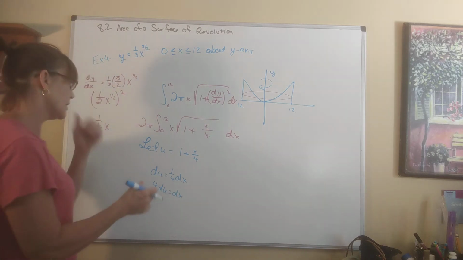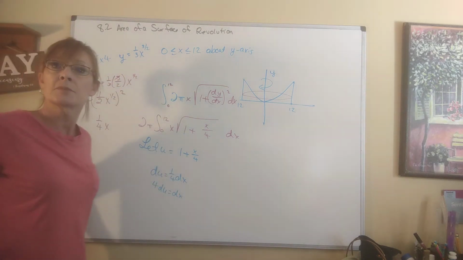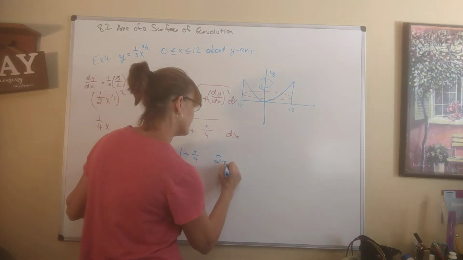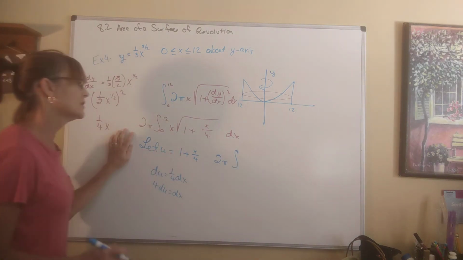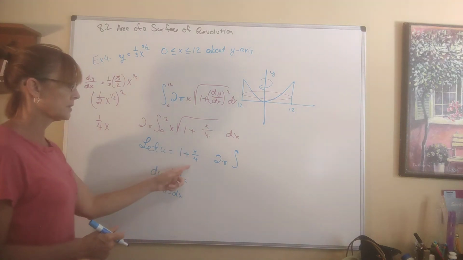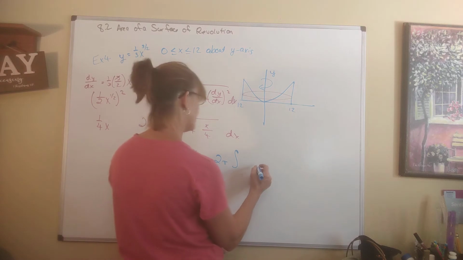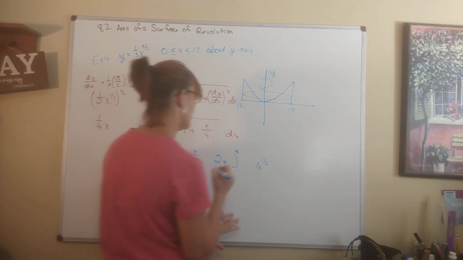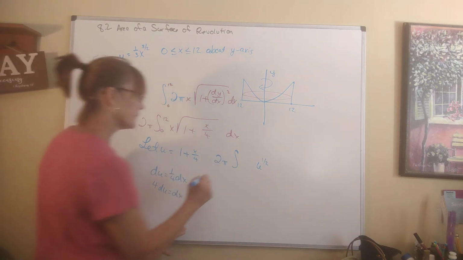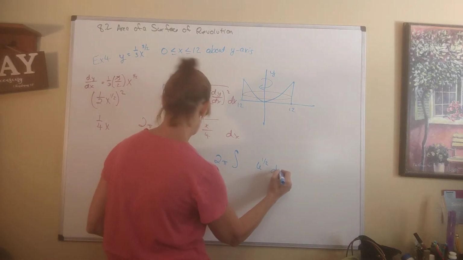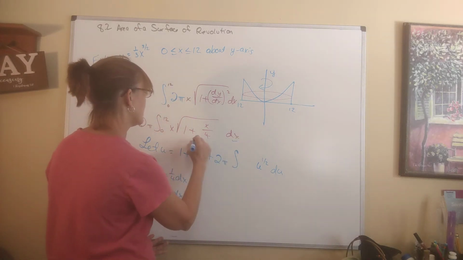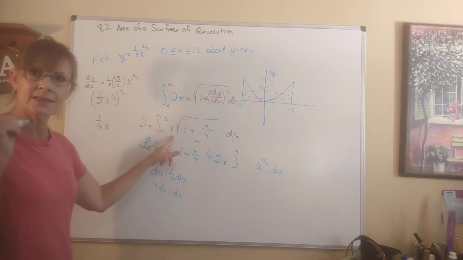What's going to happen here? Rewrite everybody in terms of u. So if we do that, the 2 pi's still there. I will change my limits of integration in terms of u, but first let's take care of this. I need the square root of 1 plus x over 4. I achieved that by writing down u to the 1/2. I need dx, so I get 4 du. So by writing down du times 4, I got the dx. So that's taken care of, but this x is not taken care of.